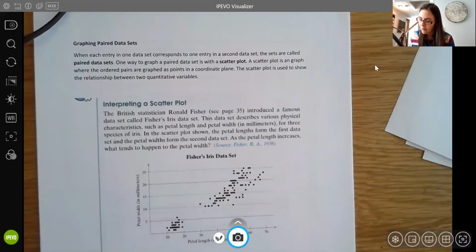So a scatter plot is a graph where the ordered pairs are graphed as points in a coordinate plane, and it's used to show the relationship between two quantitative variables. So again, we're talking about quantitative data here.